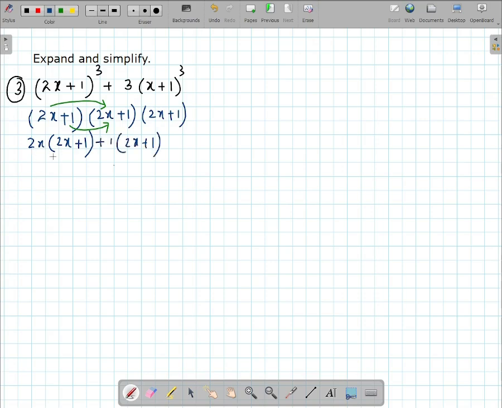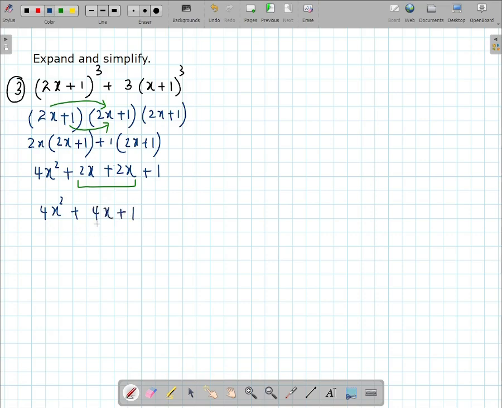So 2x times 2x, that is 4x squared. 2x times 1, that is 2x. 1 times 2x, that is also 2x. 1 times 1, that is 1. Then I have like terms 2x and 2x. Then the answer is 4x squared, 2x add 2x, that is 4x plus 1.